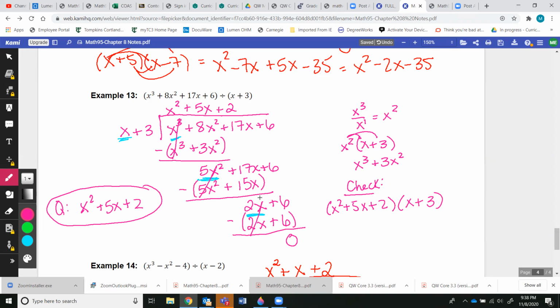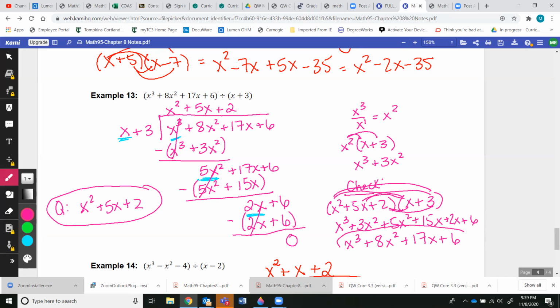So if I multiply x squared times x, I'd get x cubed. X squared times 3 is going to be 3x squared. Then I multiply 5x times both of those, so 5x squared plus 15x. And finally, I multiply 2 by both of these, so I would get 2x plus 6. So x cubed plus 8x squared plus 17x plus 6. You can see that's what we started out with, so that does check.